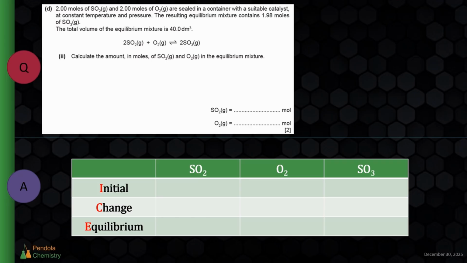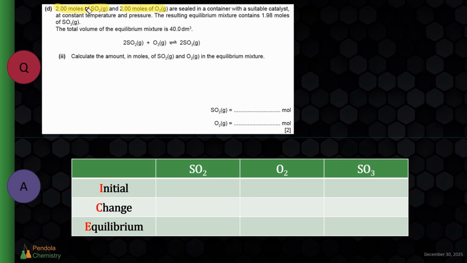So 2 moles of SO2, so that's useful to know. We have an amount here: 2 moles of SO2 and 2 moles of O2, so again, useful to know, are sealed in a container with a suitable catalyst at a constant pressure and temperature. Again, those are things that are good to know, but they're not really going to be useful here.